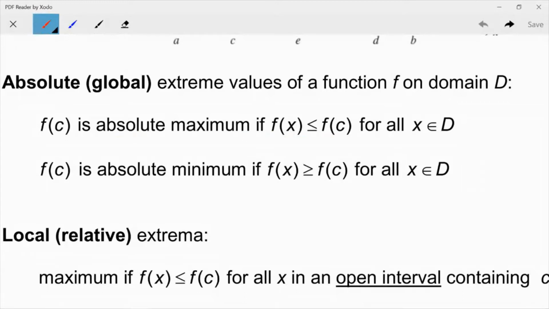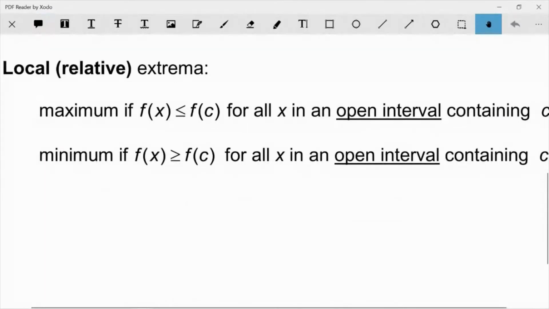Same thing if I have a minimum. When I'm looking at a minimum, notice this time it says f of x is greater than or equal to f of c. So f of c doesn't have a point that's lower than it if it's going to be the absolute minimum. Okay, so when we look at local max or local min, the term you'll see sometimes used for that is a relative maximum or a relative minimum. And again, those are interchangeable terms.